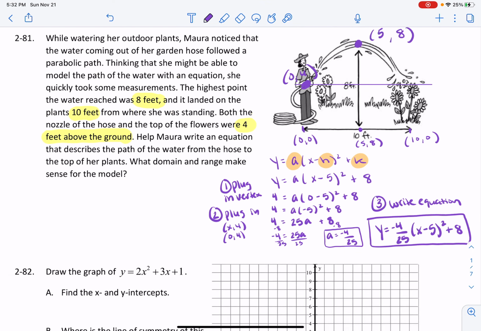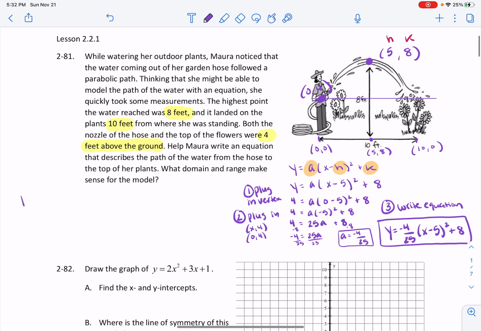All right. And then it asks about the domain and range. So let's see what makes sense here. So I'm going to write down domain and range. So usually we have something that looks like this.